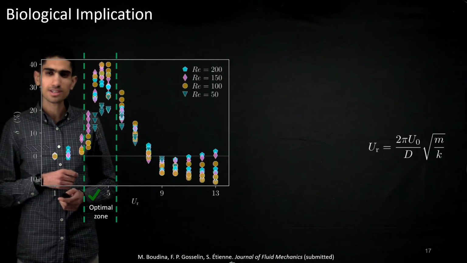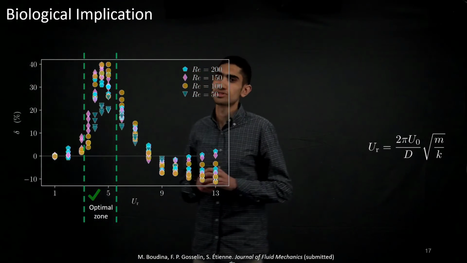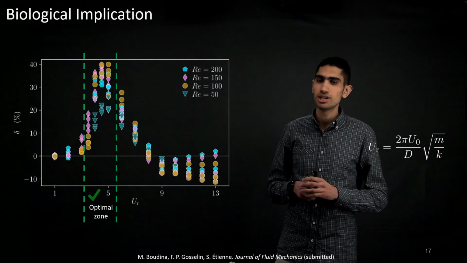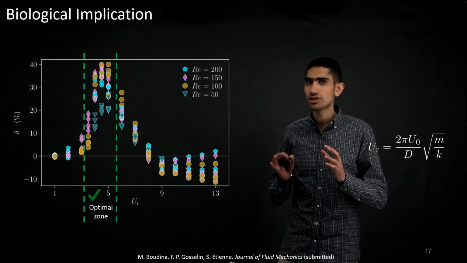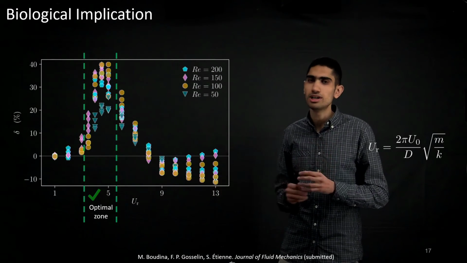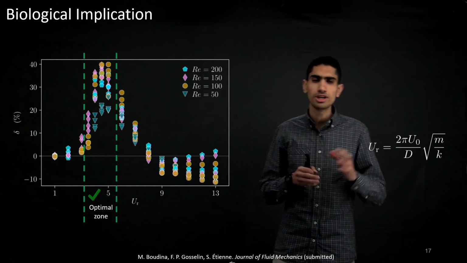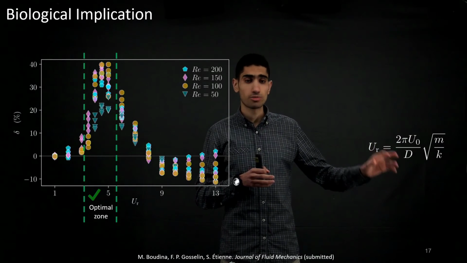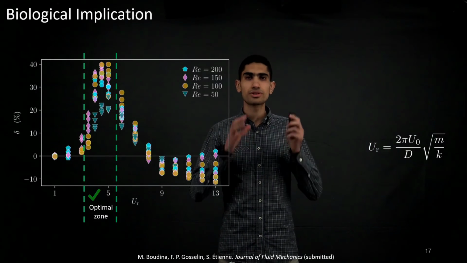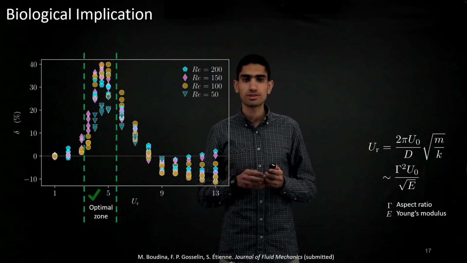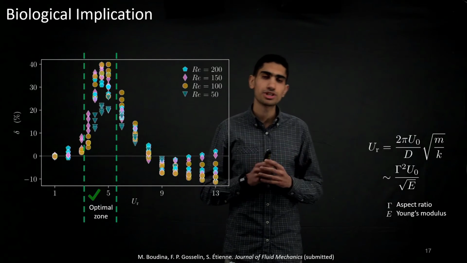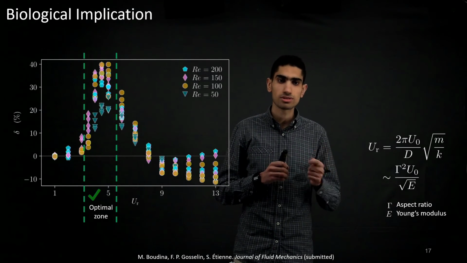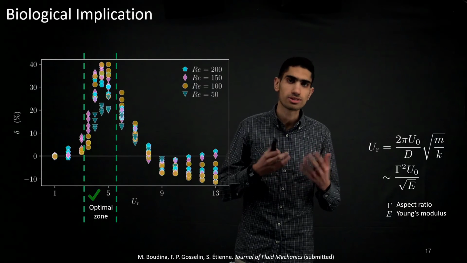Okay. So here just quickly a few words on the biological implication of this result. I've said that if you want to score a good capture, you need to have a UR near 5 in this optimal zone. So the UR for a rigid cylinder in our model has this formula, but if you think of a real coral branch, we can show that it depends on the aspect ratio of that branch and also the Young's modulus of the coral skeleton, if you like.